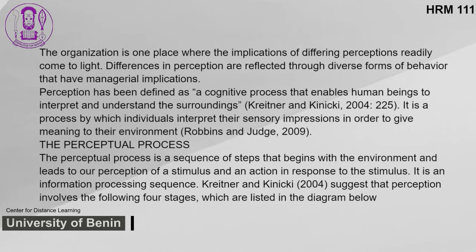The perceptual process. The perceptual process is a sequence of steps that begins with the environment and leads to our perception of a stimulus and an action in response to the stimulus. It is an information processing sequence. Kreitner and Kinicki, 2004, suggest that perception involves the following 4 stages, which are listed in the diagram below.